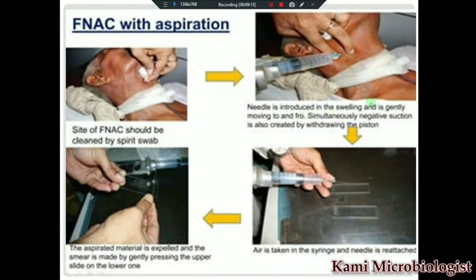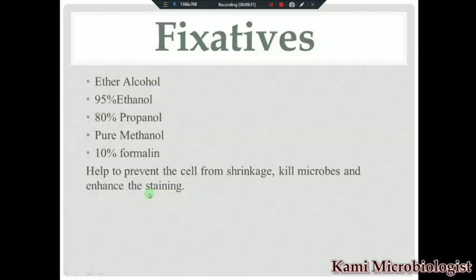This is another diagram showing the fine needle aspiration procedure. In this first picture, as you can see, the sample is taken by this needle, and then it is placed onto the slide. After that, we can make the smear. Let's see the fixative materials that we use in fine needle aspiration. In this case, we use ether alcohol, 95% ethanol, 80% propanol, pure methanol, or 10% formalin. You can use any one.